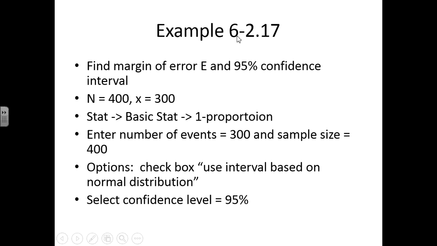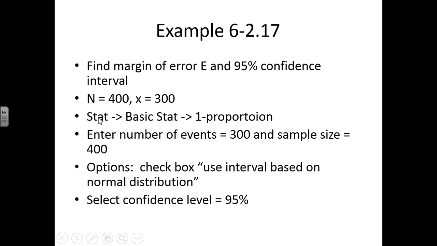This is Chapter 6, Section 2, Finding Confidence Intervals for Estimating the Population Proportion. And this is number 17 in the problem set. They're asking us to find the margin of error and the 95% confidence interval. They tell us the sample size is 400 and the number of successes is 300.